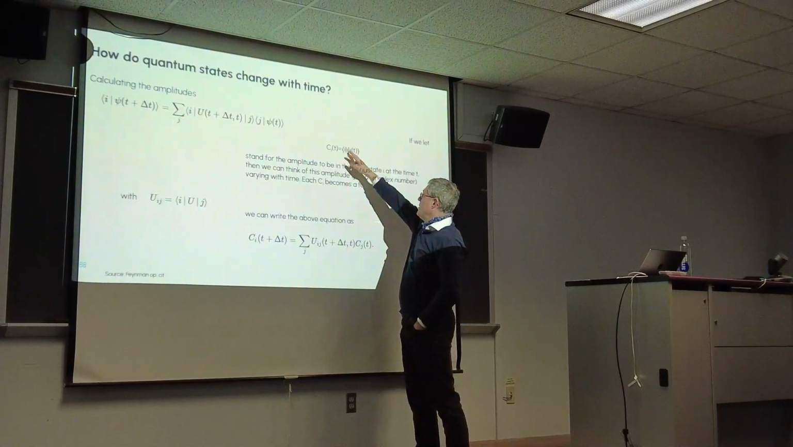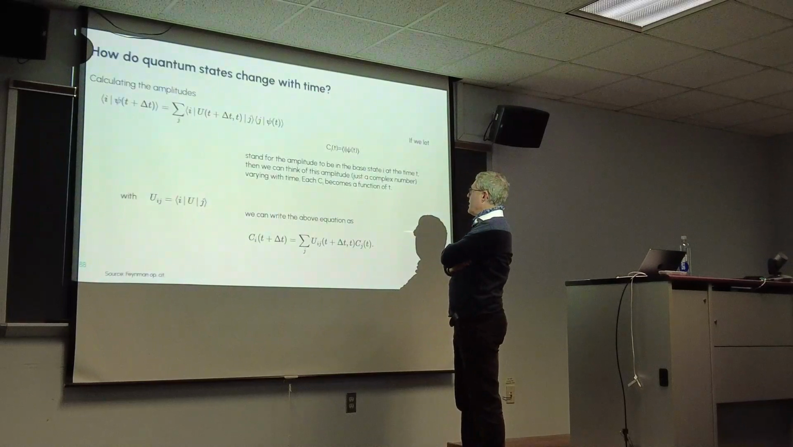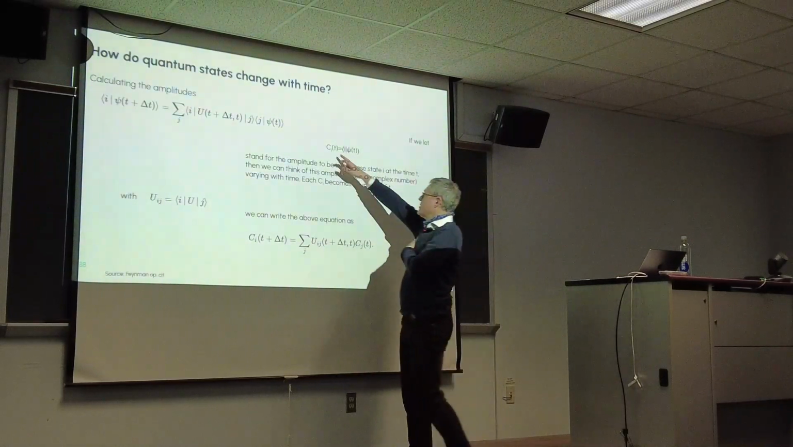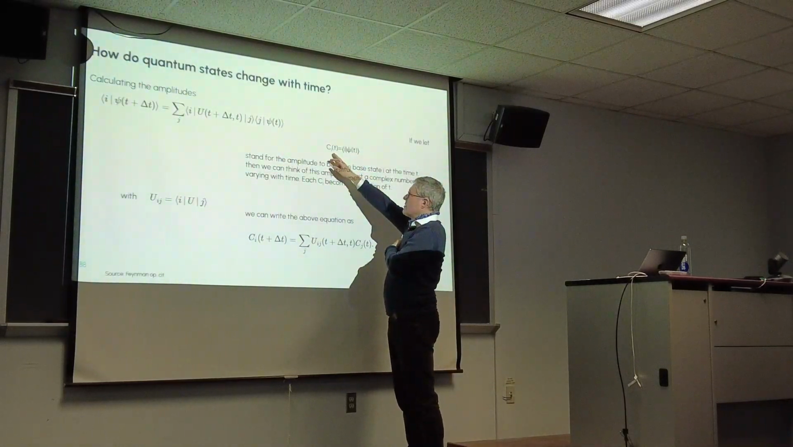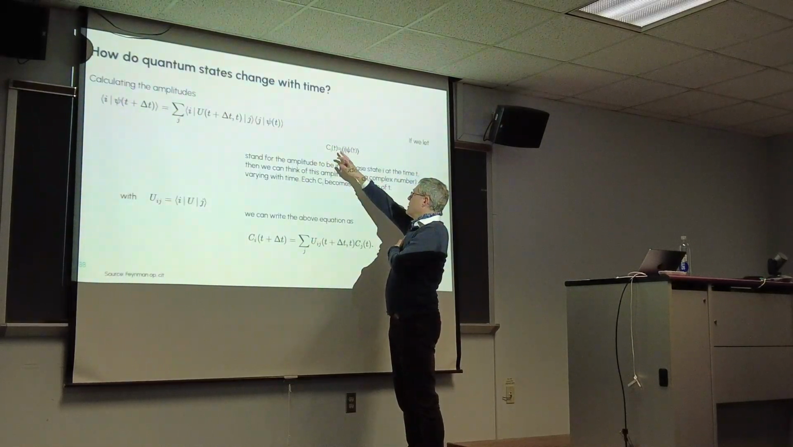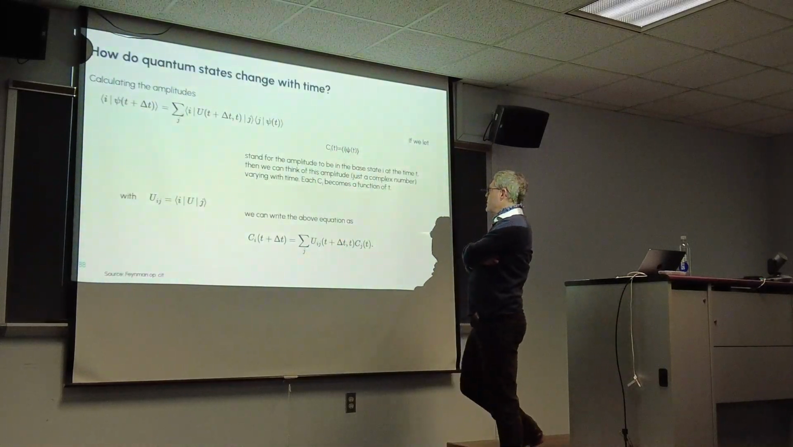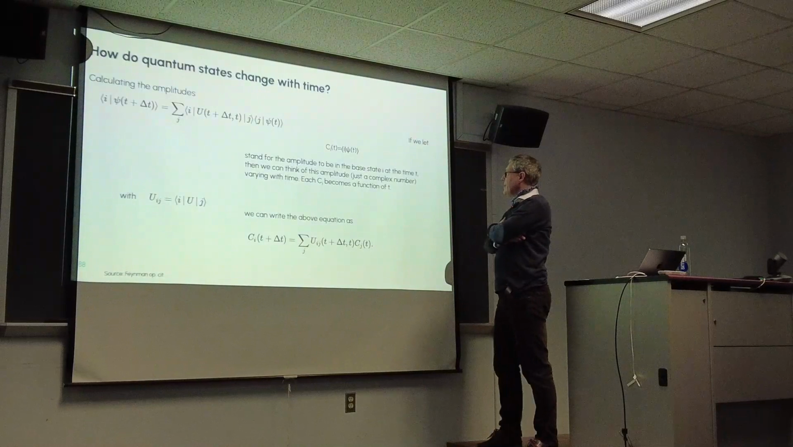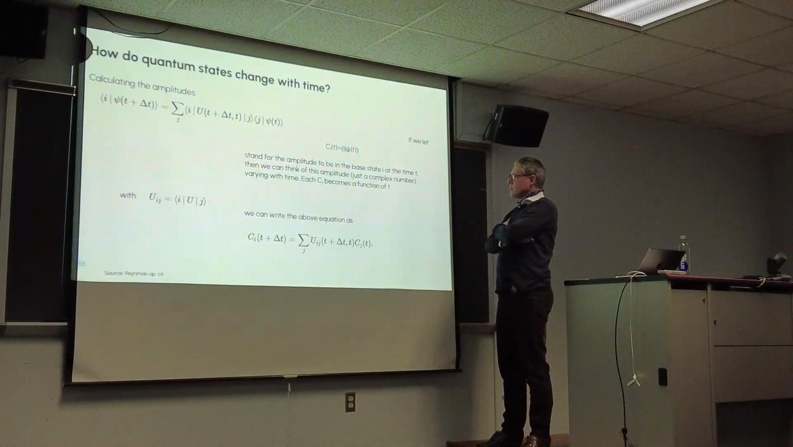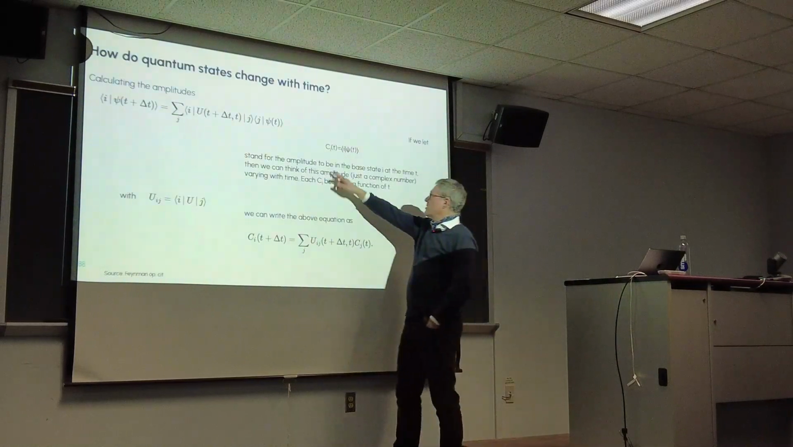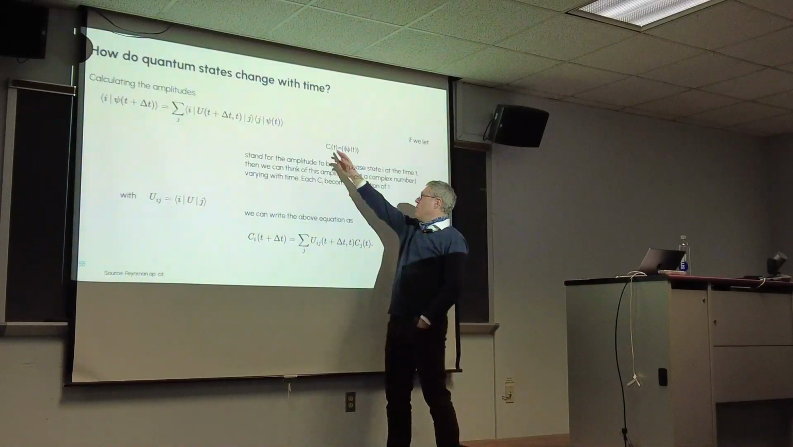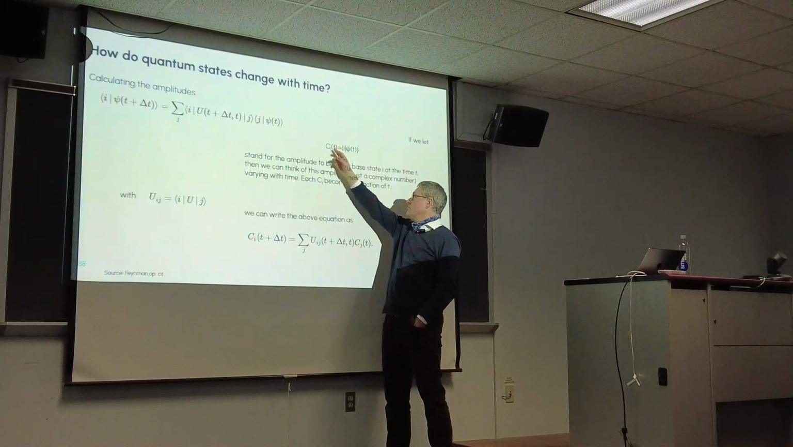So C i of t is the amplitude to go from psi of t to i. So now this here is a function that for each i that you want to know about, each target state, depending on time, we can calculate. So this stands for the amplitude to be in the base state i at the time t. Then we can think of this amplitude varying with time. So each Ci is a function of time. So for one Ci, I can say after 1 second, after 2 seconds, after 3 seconds.